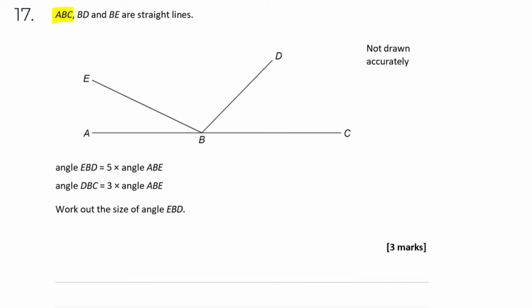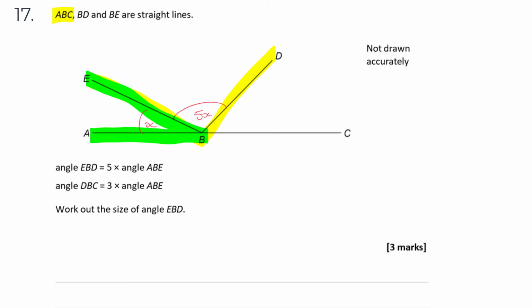Good to know. Angle EBD, where's angle EBD? This angle here is 5 times angle ABE. Where's angle ABE? Now I don't know what this angle is down here, but I know that this other one is 5 times bigger. If I give this a value, let's say I call this one X, then this one over here is going to be 5 times as big. It's going to be 5X.